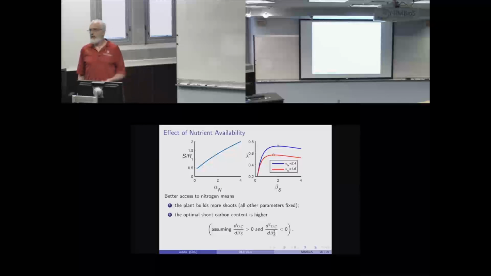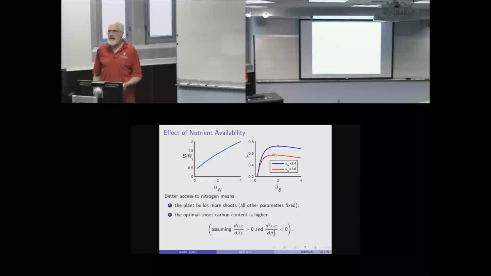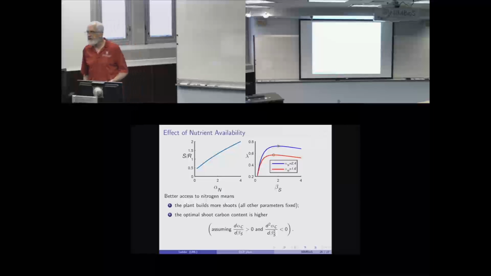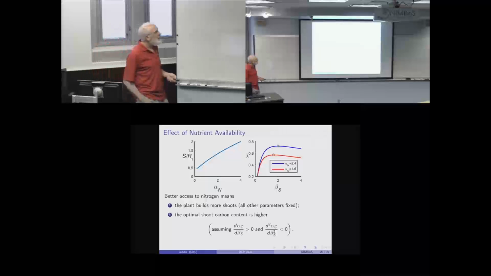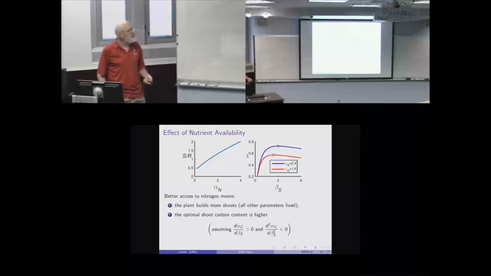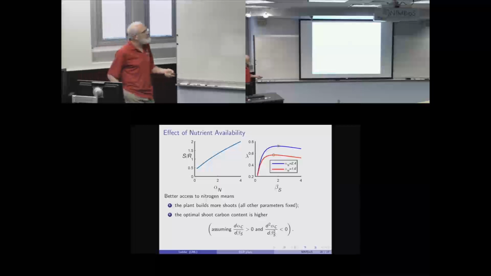And the model predicts what we would expect to see. That if you have better access to nitrogen, you're going to have a larger shoot-root ratio. You don't need as much roots, so you're going to put more of your resources into building shoots. Take advantage of your better nitrogen access to build more leaves and collect more carbon, and then you will do better than if you didn't do that. Also, the optimal shoot carbon content is higher. That's a fairly minor difference, but it's a noticeable difference.